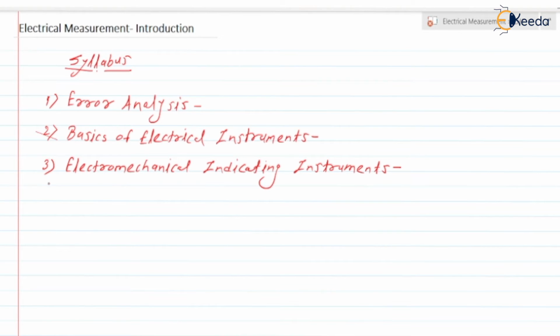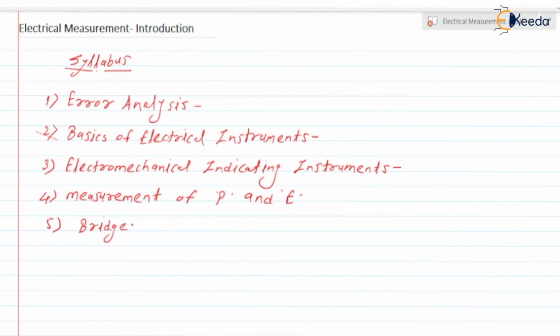The fourth chapter is measurement of power and energy. In this chapter we are going to discuss the different methods for the measurement of electrical power in a single phase as well as in a three-phase circuit. Real power and reactive power measurement we are going to discuss, and also the measurement of energy with the help of an energy meter.